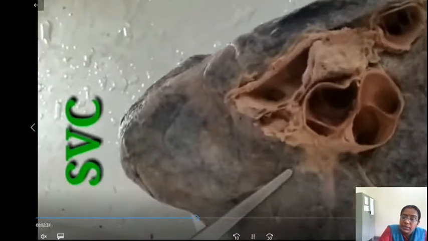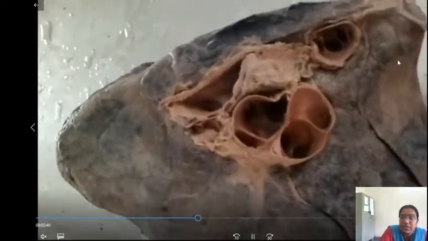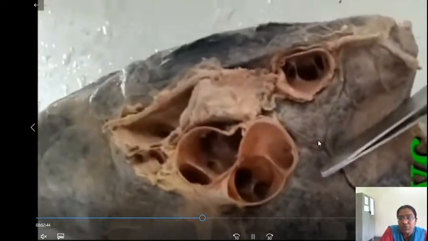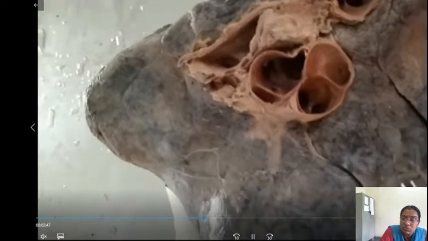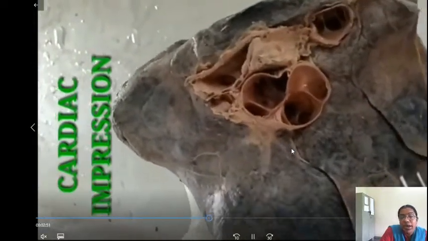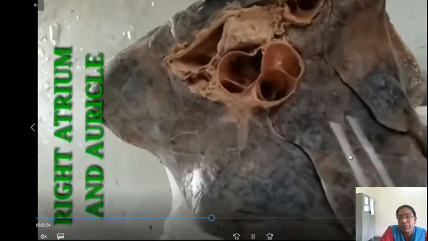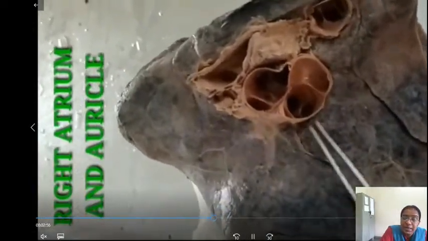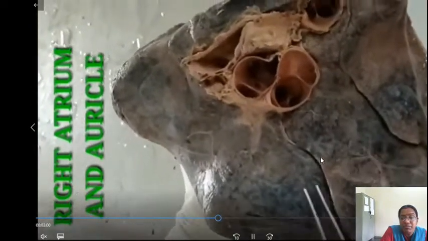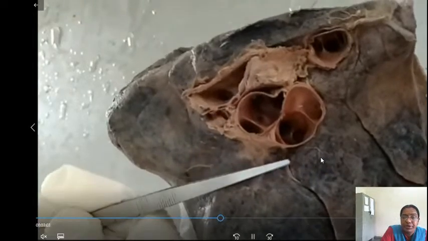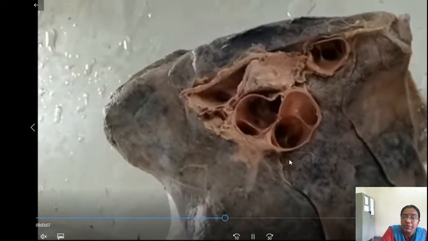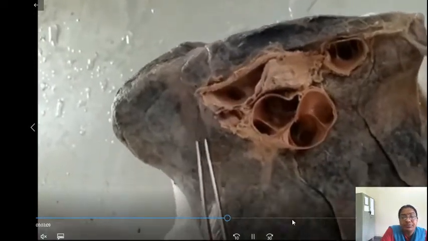Next, at this part is the impression for the inferior vena cava. So this is the impression for the inferior vena cava. This whole part is the cardiac impression of the right atrium, right auricle, and a part of the right ventricle. So here you get the impressions of your right auricle, right atrium and that part of the ventricle. Superior and inferior vena cava, right atrium and right auricle.